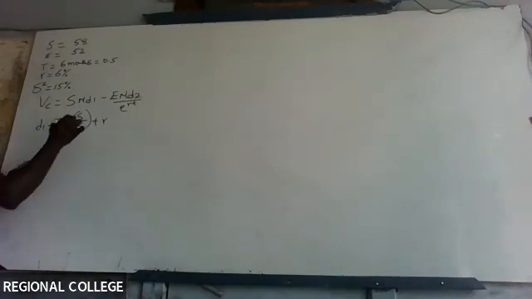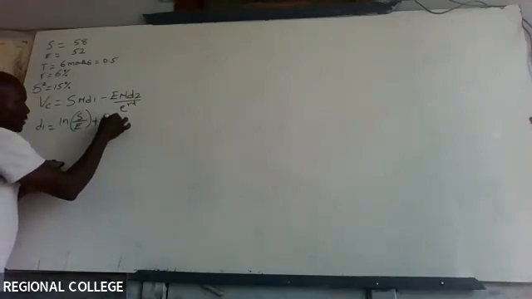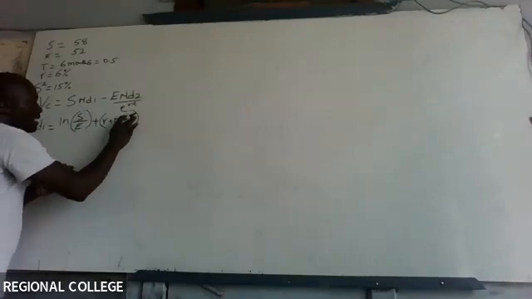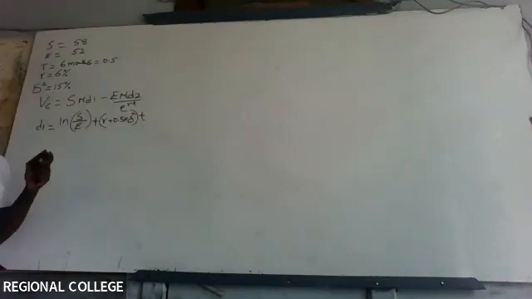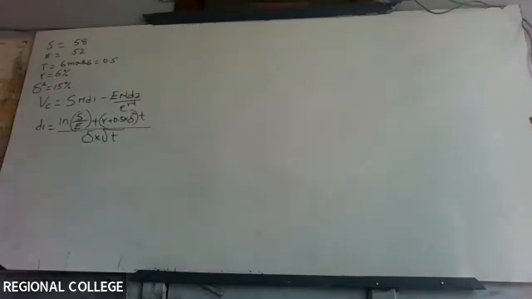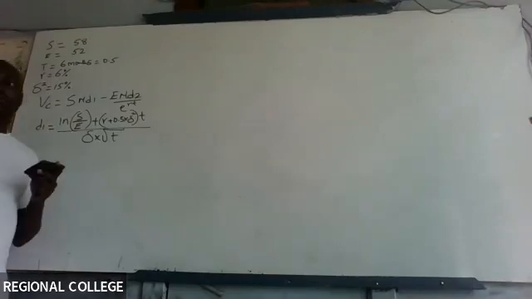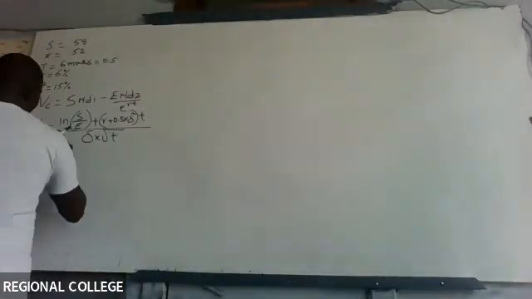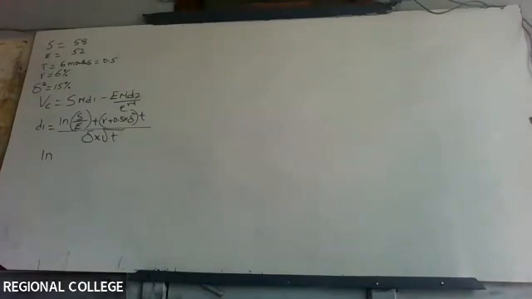Then we add what? The risk-free rate of return plus 0.5 times the standard deviation squared, times what? Times t. Then everything we divide by what? Standard deviation times square root of what? Of t.